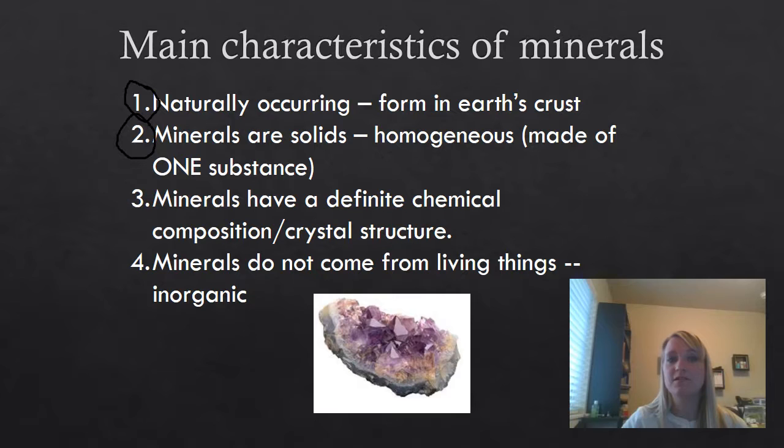2, minerals are solids. They are homogeneous. Sometimes you might hear it pronounced homogeneous. Same thing. That's our vocabulary word that I talked about earlier. That means it's made of one substance. 3, minerals have a definite chemical composition or crystal structure. Just like we talked about how they'll break, that's based on how the crystals form to make the mineral. So that definite chemical composition and crystal structure is unique to the mineral.